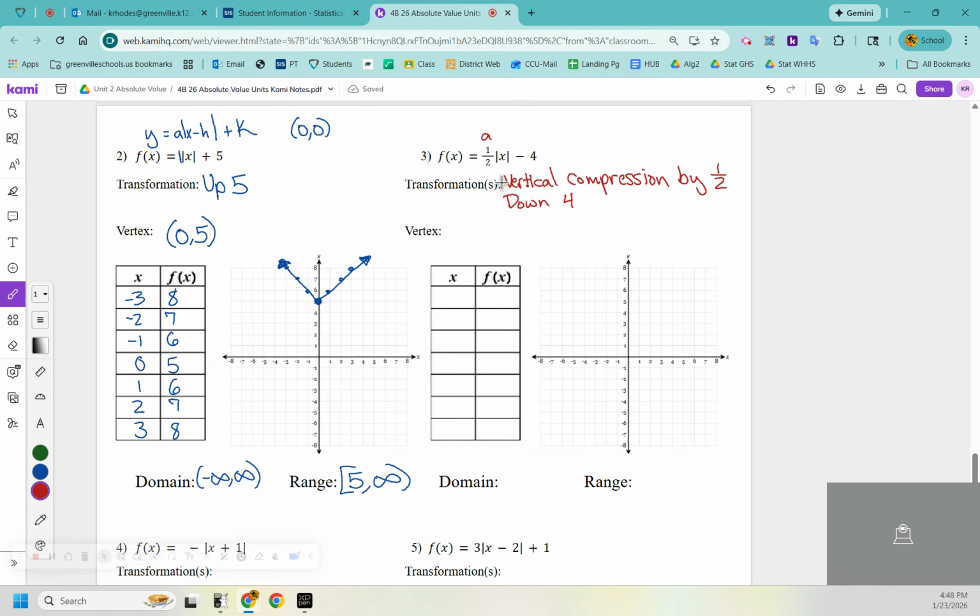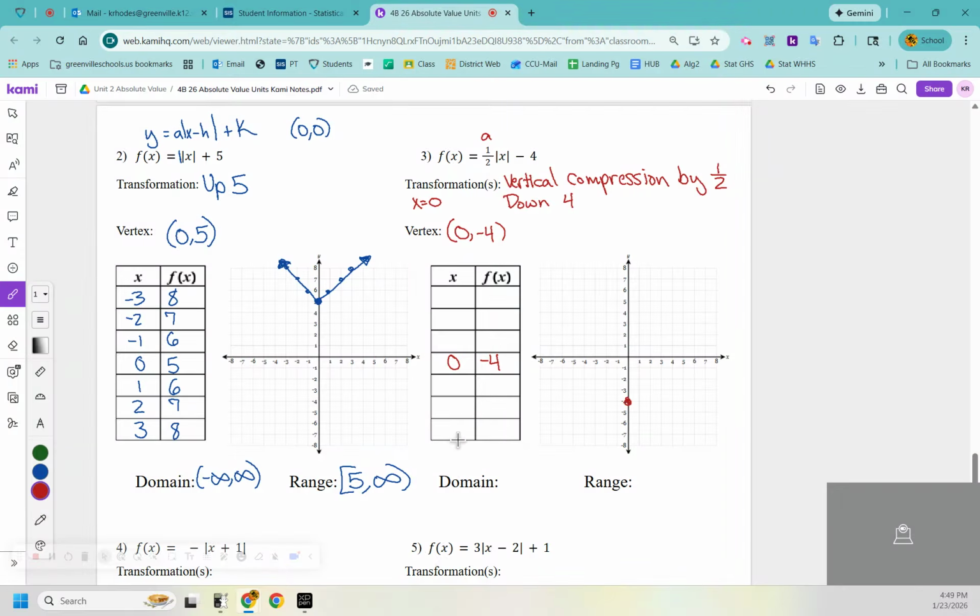From the directions, if you set the inside of your absolute value equal to 0, so inside my absolute value is just x. If you set that equal to 0, that will give you the x of your vertex. To find the y of your vertex, you plug it in. The absolute value of 0 is 0 times 1/2 is 0 minus 4 is -4. So what that moved, it moved it down 4. It was at 0, 0, and now it moved down 4. So my vertex goes in the middle, 0, -4.